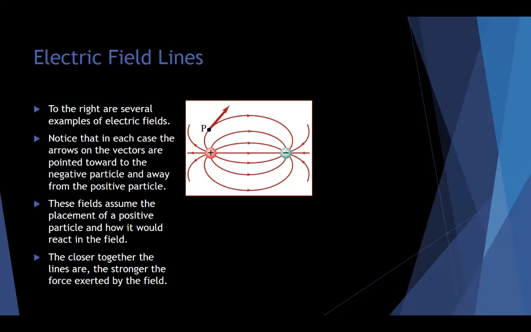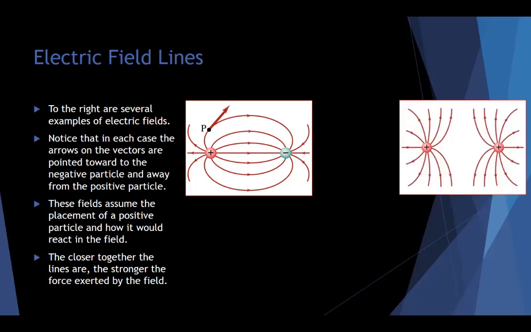So the closer together the lines are, the stronger the field is, and the higher the value of force in terms of Coulomb's law. Now, in this particular instance, we're looking again at an electric dipole. So you have one positive, one negative, and the lines go between them. But what happens if we change the charge on the particles or change the type of particle that exists? Let's look at some other examples.